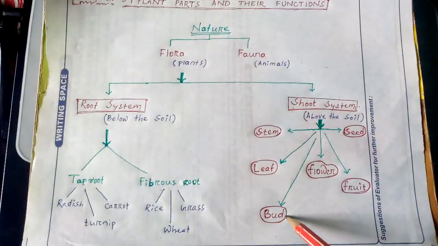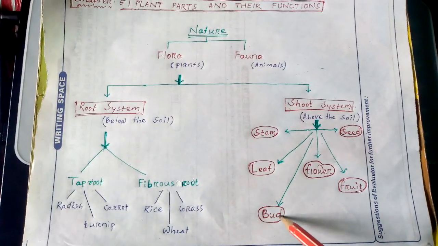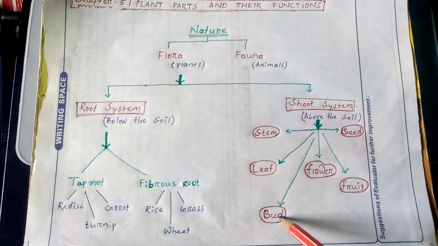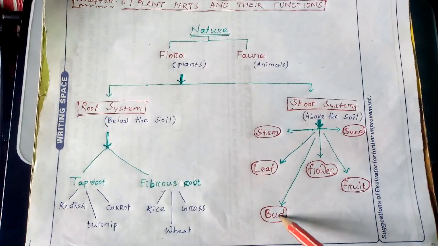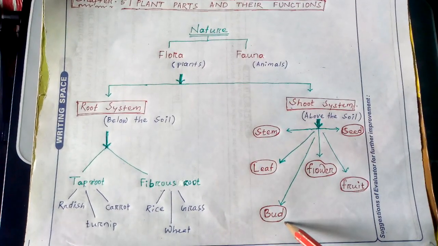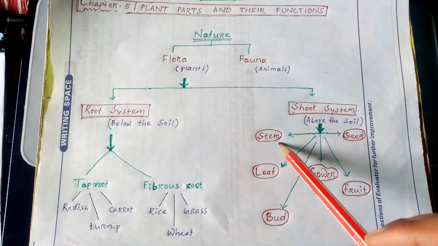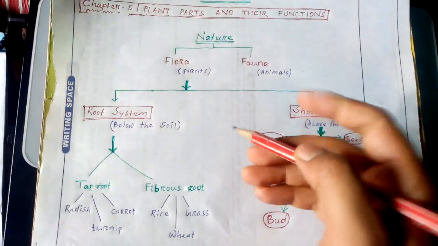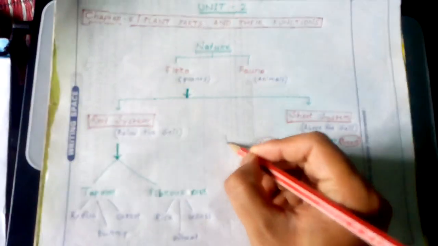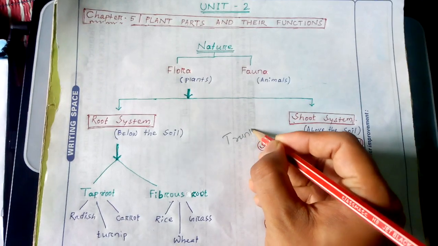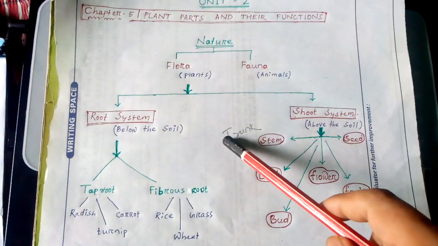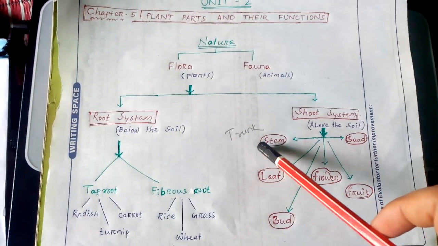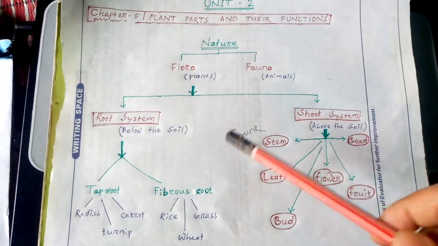Bud means the primary stage of a flower. Before a flower blooms, the first stage that comes is known as the bud. Then the stem, and branches, as you say in your language. The main part of the stem is known as the trunk.